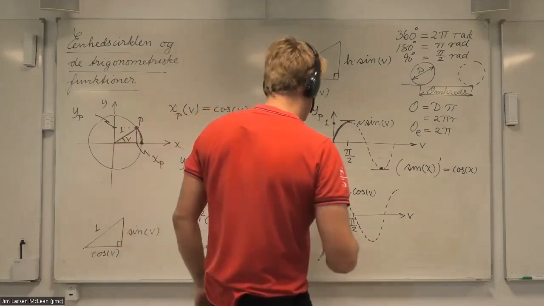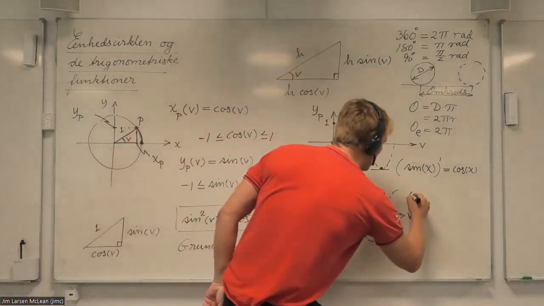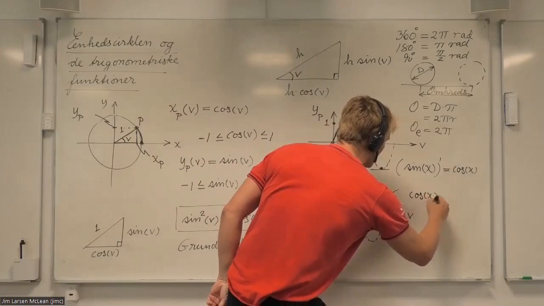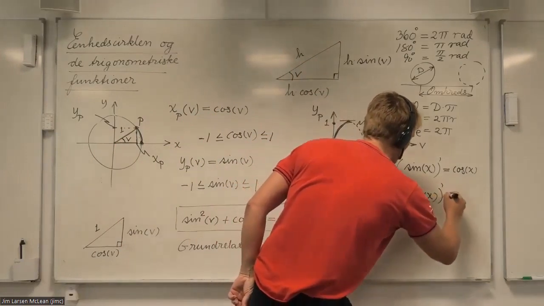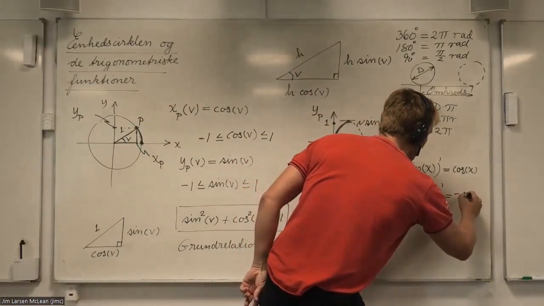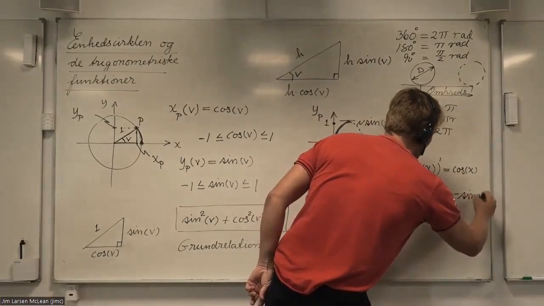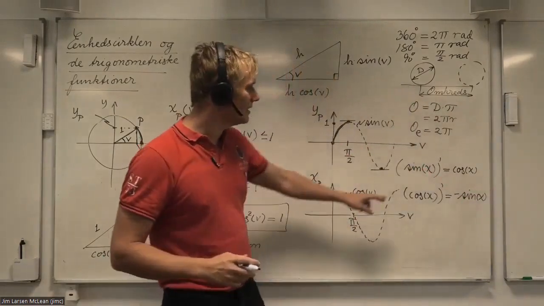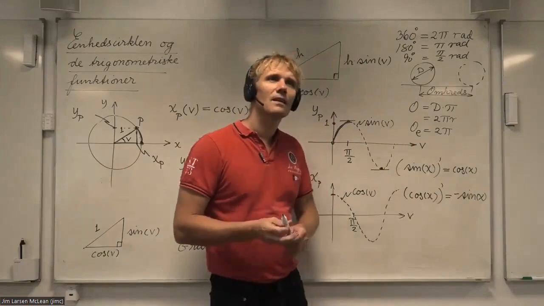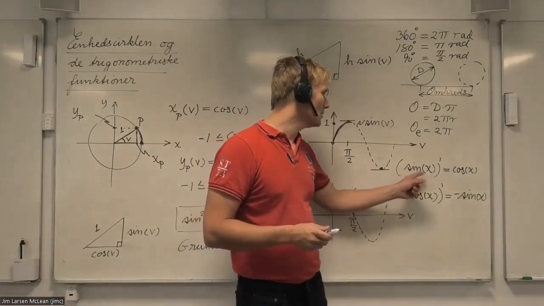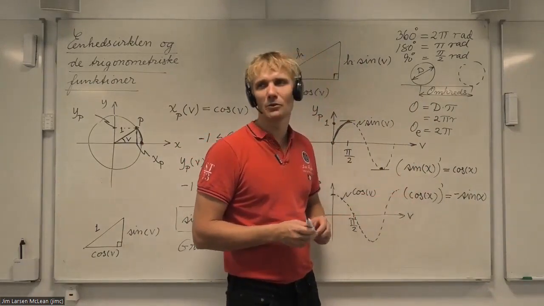And conversely, if I now ask, what does cosine of x become when differentiated? It turns out you need a sign change to make things add up. The derivative of cosine gives minus sine, and that's why we like sine a bit more than cosine, because there's no sign change when we differentiate.